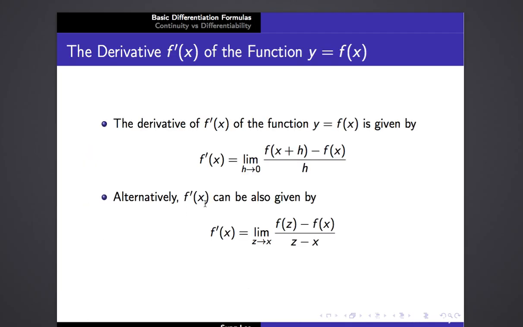Alternatively, we have a second definition. f prime of x can also be given by f prime of x equals a limit. In this case, x is already being used, so we are going to use z. So the limit as z goes to x of f of z minus f of x, all over z minus x.